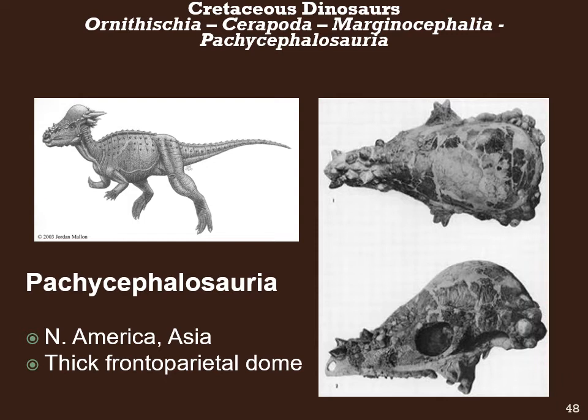Now, that's not full of air inside of that. That's solid bone. In fact, these things can be up to a foot thick and usually surrounded by a ring of horns. So what did they use these things for? That's something that's been baffling paleontologists ever since these were first discovered.